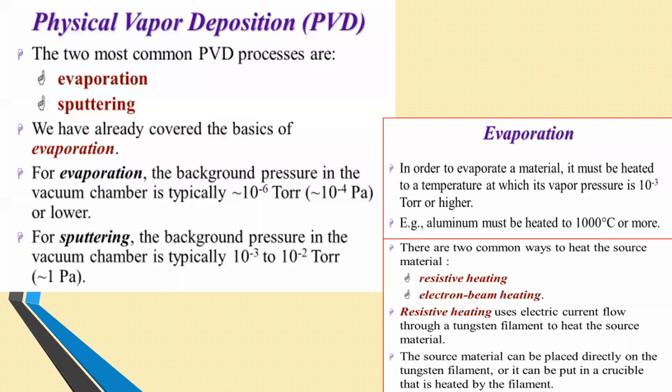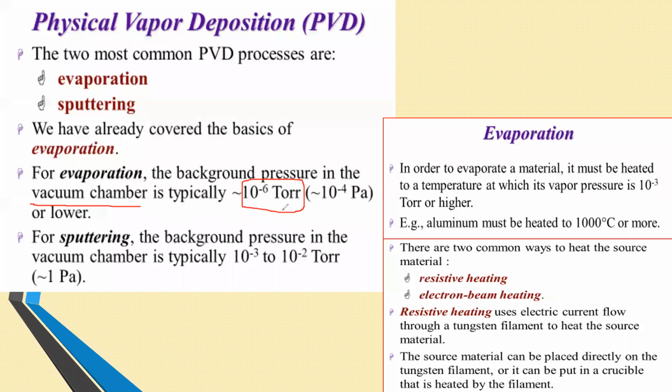Look at the slide here. For evaporation, the background pressure in the vacuum chamber is typically 10 raised to minus 6 torr. Whenever we want to melt a particular material inside the chamber, and deposit that metallic atom or material onto the substrate in the form of thin film, inside the chamber we need 10 raised to minus 6 torr vacuum. In terms of Pascal, it needs 10 raised to minus 4 Pascal or lower than that.